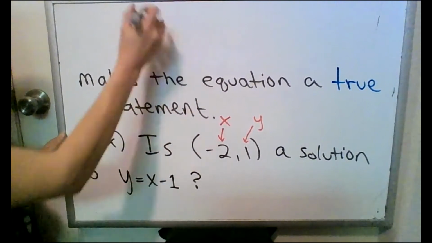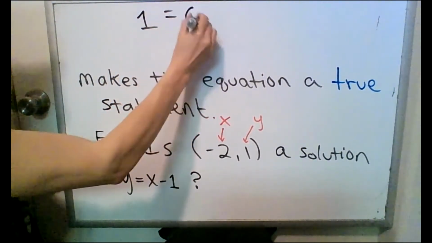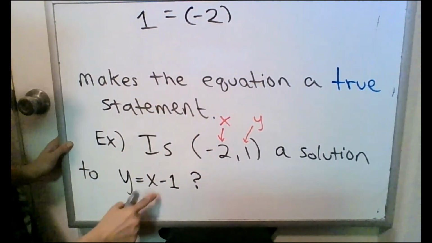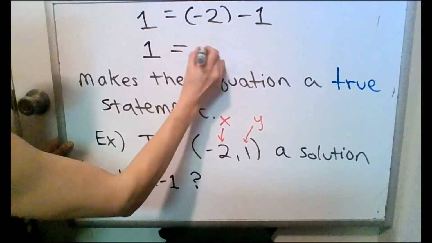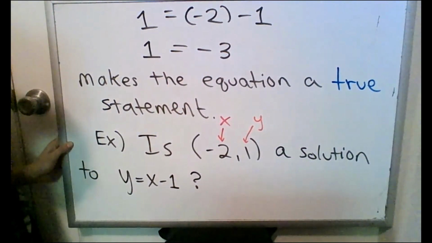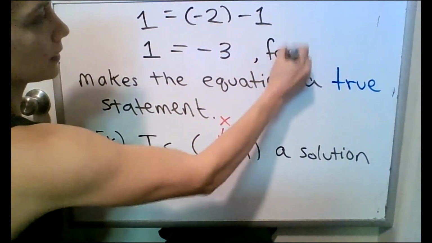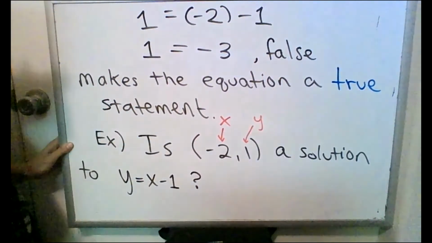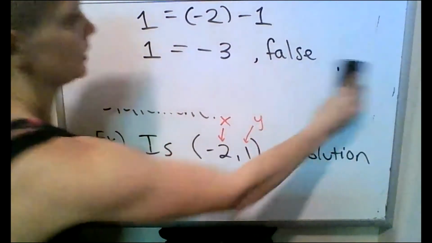Y is replaced with 1. I have it equal to x as my -2, and then subtract 1. So it is 1 equal to -3. No, that would be false. So a false statement means that it's not a solution.